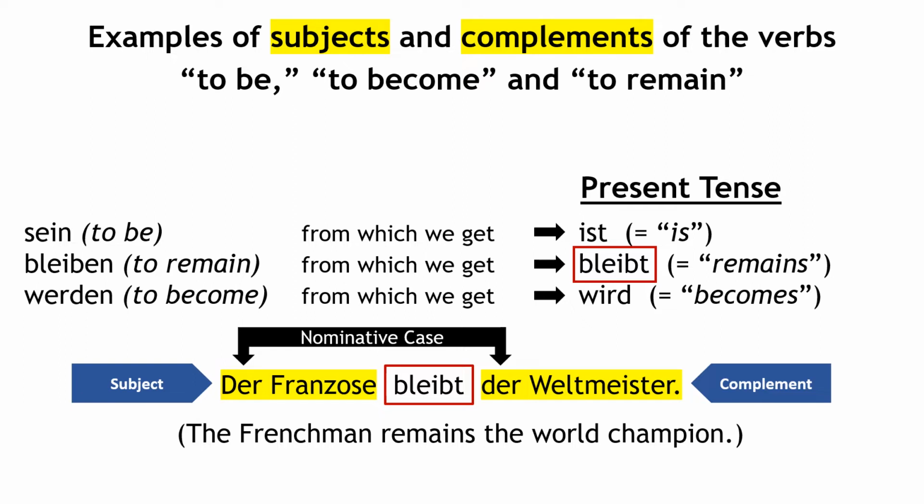In this next example, der Franzose is the subject of bleibt, and der Weltmeister is the complement of bleibt. The subject, der Franzose, tells us who the sentence is about, and the complement, der Weltmeister, gives us additional information about the same person. What we can read into this short sentence is that the Frenchman was already the world champion. He has just won the world championship again, so he remains the world champion. Der Franzose bleibt der Weltmeister.